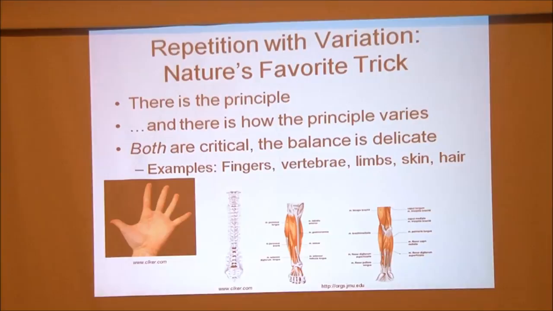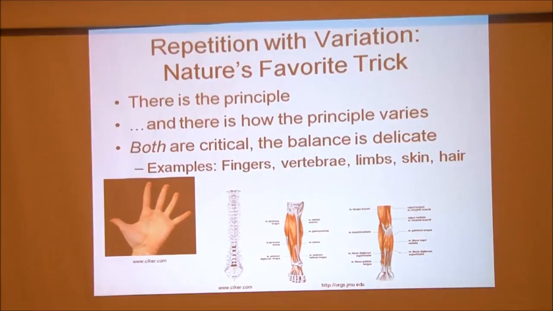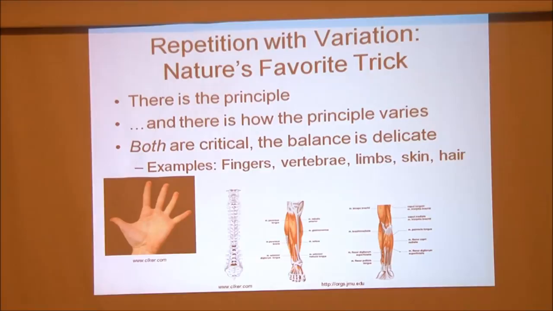All kinds of things in the body are like this. Skin varies across your body. It's not uniform. You've probably noticed when you're looking at your skin. Hair varies across the body. Even the hair on the top of your scalp actually varies in terms of the exit angle from your head as you move across the geometry of the scalp. So this is nature's favorite trick.